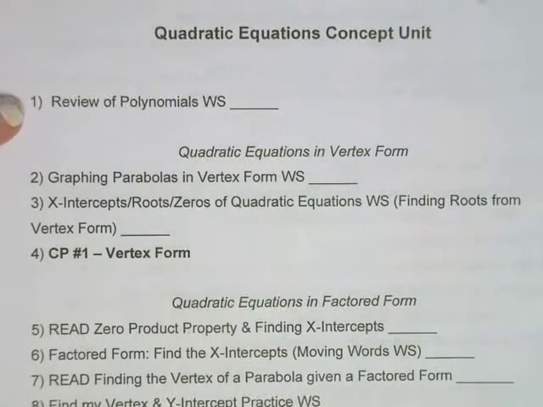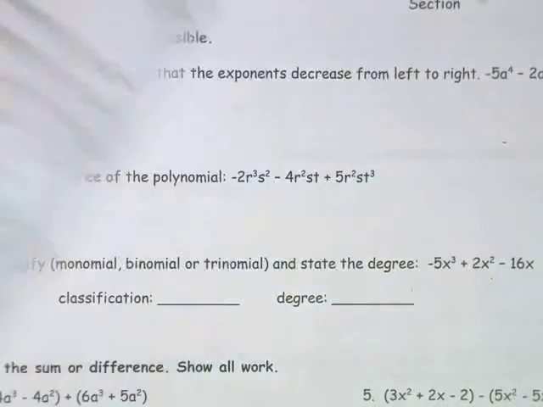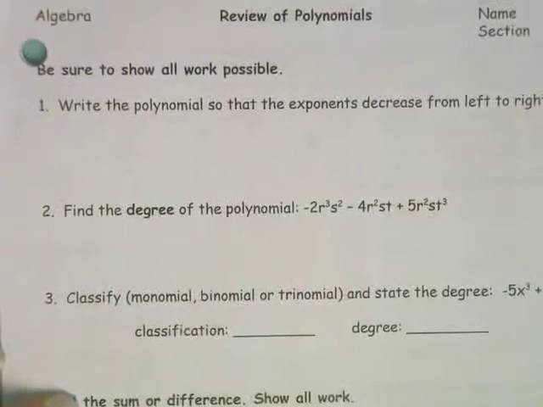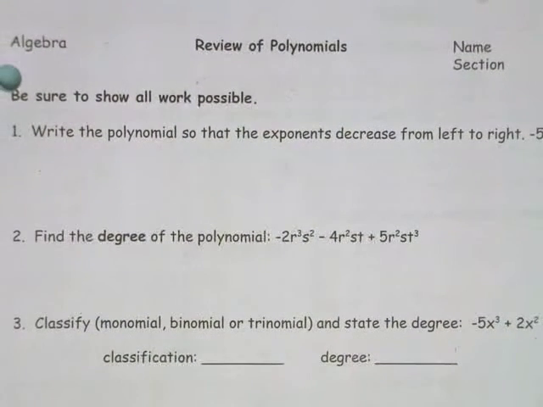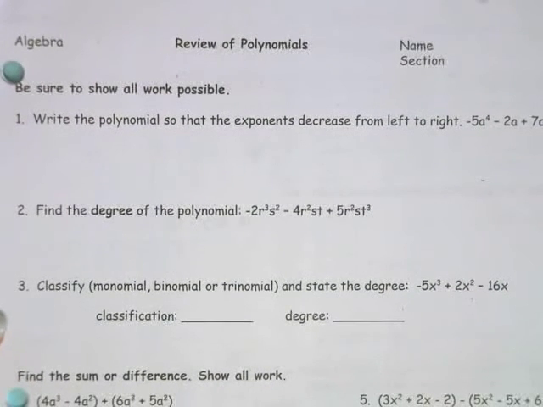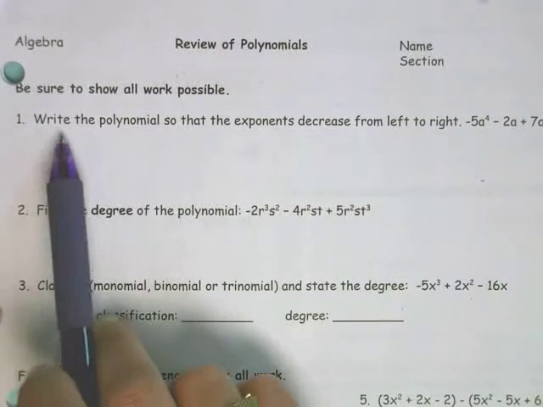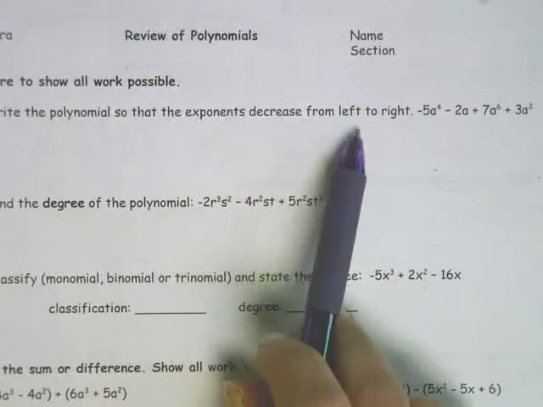So I need to catch anything that you might have forgotten when you did polynomials in your focus areas. So I'm going to go all the way to page 3, is where it starts. And let's just see what you remember. I'm going to zoom out a little bit, and make sure that you know what you're doing when it comes to just polynomials. So number 1 says, write the polynomials so that the exponents decrease from left to right.